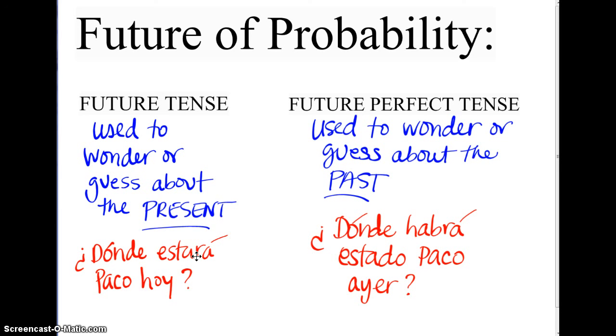The future perfect tense can also be used in the same way for the future of probability to wonder or guess about the past. So let's say that Paco wasn't in class yesterday, and I'm wondering right now, I wonder where he was yesterday. I would actually use the future perfect to wonder. I would say, ¿Dónde habrá estado Paco ayer? Okay, so the future perfect will work the same way as the future did in future of probability, with the exception that you are wondering or guessing about the past instead of the present.